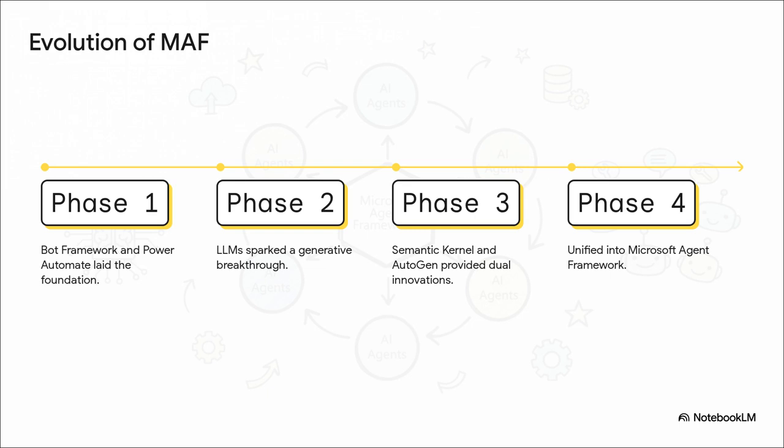And the best part is the identical API parity for both .NET and Python. The framework basically takes the enterprise stability and deterministic control of Semantic Kernel and perfectly fuses it with the dynamic multi-agent reasoning of AutoGen into one unified system.